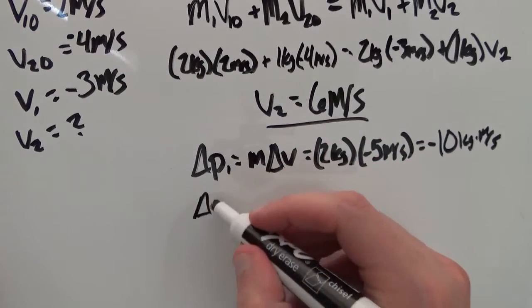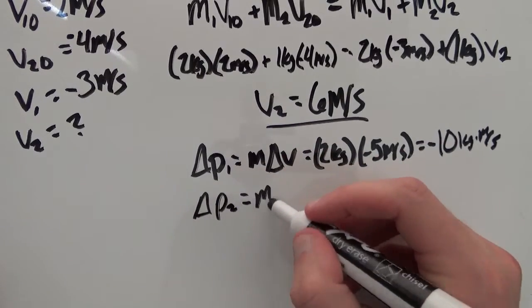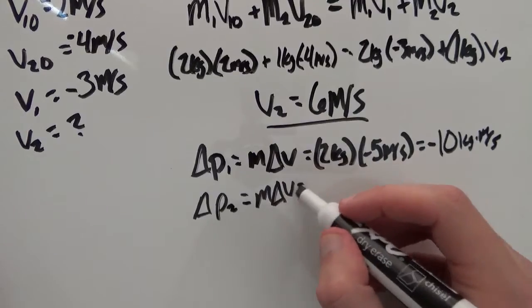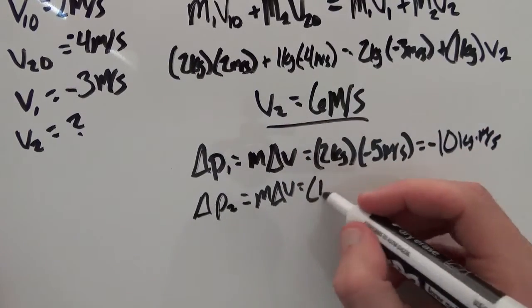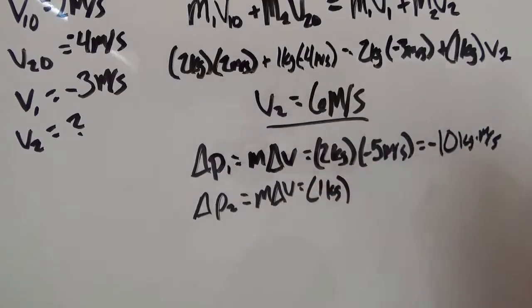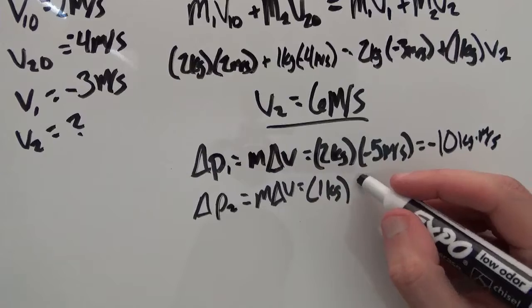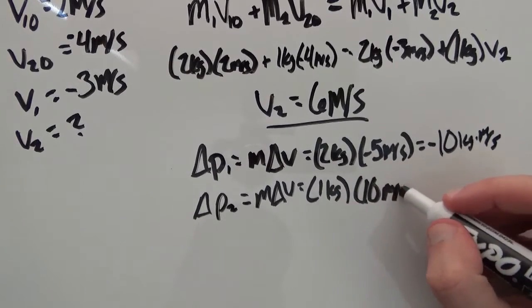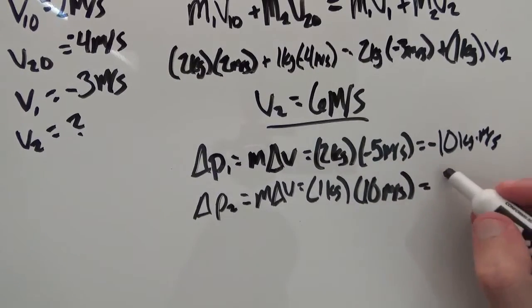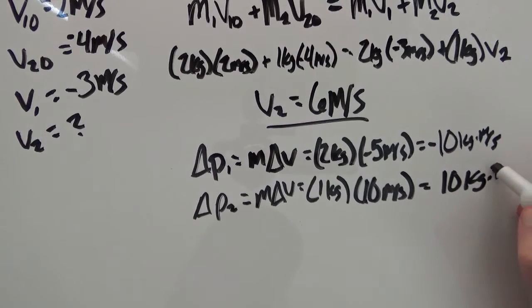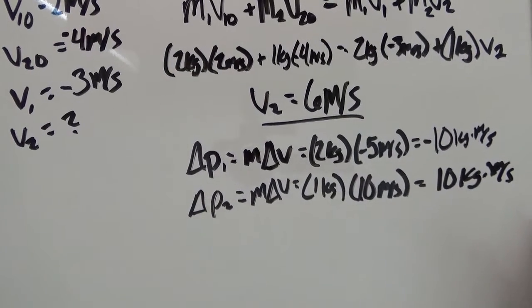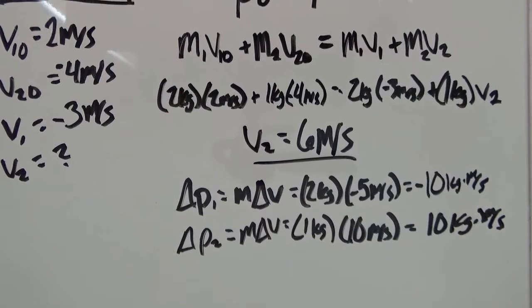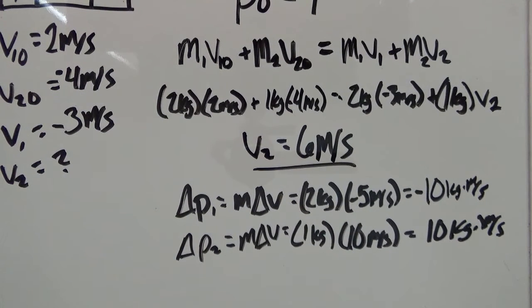And our change in momentum for block 2, m delta v, it's 1 kilogram, and it goes from negative 4 to positive 6, right? Negative 4 to positive 6, that's a change of 10 meters per second. So 1 times 10 is 10 kilograms times meters per second. So I wanted you to remember that in a collision like this, both of the objects experience the same change in momentum, right? The same change in momentum.